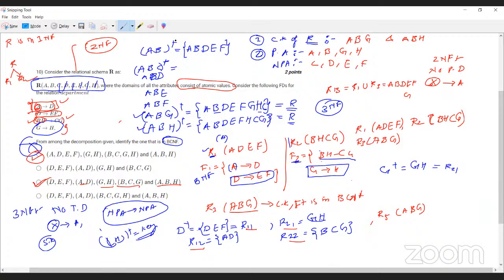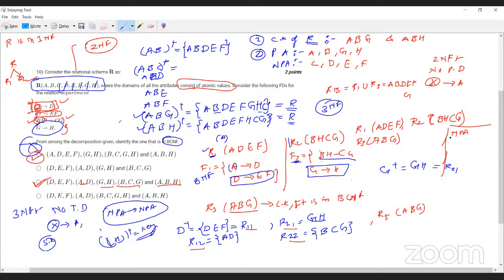Hello? Yes, sir. Correct. Okay, so any doubt in this part? Just this R2, I'm a little confused about the decomposition. We have BHCG as this one, and we have two dependencies: BH maps to CG, and G to H.